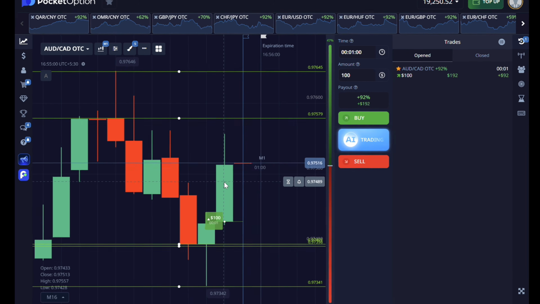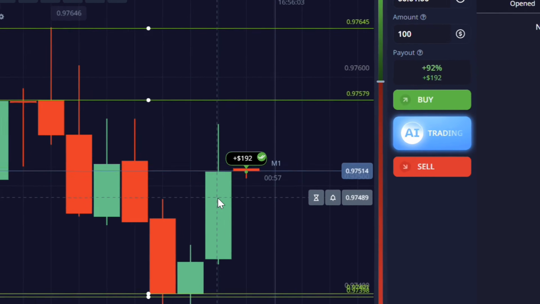So guys, finally this trade of mine ended up in profit here.